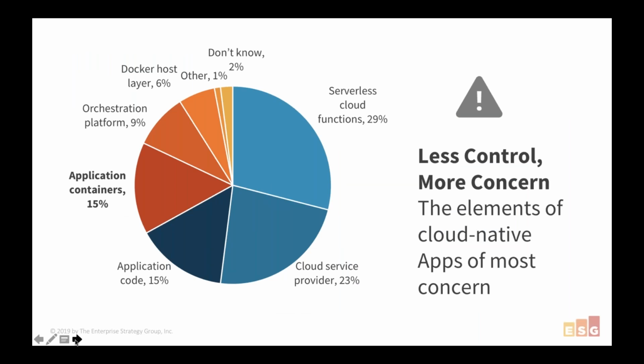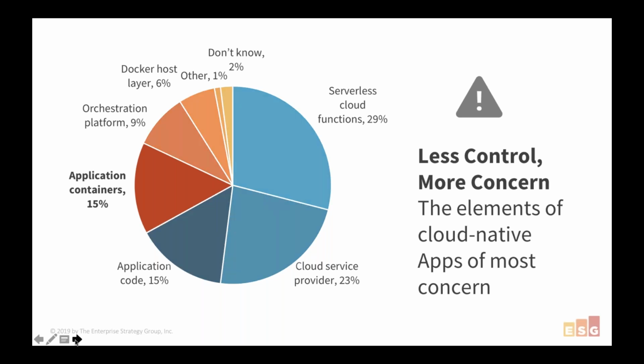So then we double-clicked on the elements of a cloud-native application, right? So we asked, hey, when you think about all of the elements, including the peripheral elements, like the CSP that may be hosting a cloud-native app, if that is in fact public cloud delivered, the orchestration platform, the app code itself, as well as things like containers and serverless, what are you most concerned about? What do you think is most susceptible to compromise? And with serverless cloud functions and the CSPs themselves representing more than half the pie here, what I realized is it's a matter of control where organizations have concern. The less they can touch, feel, and control, the more concern they have.